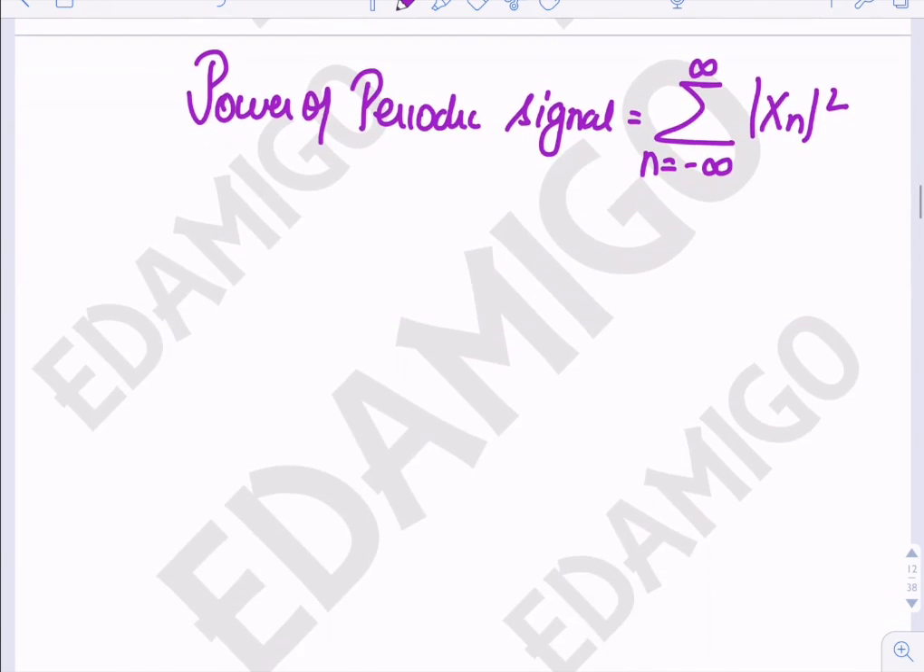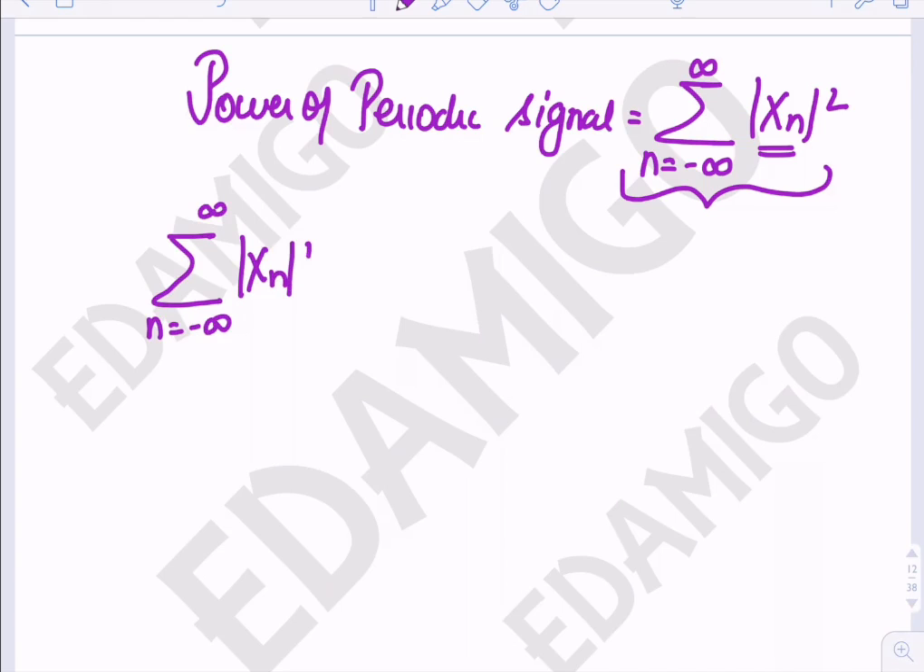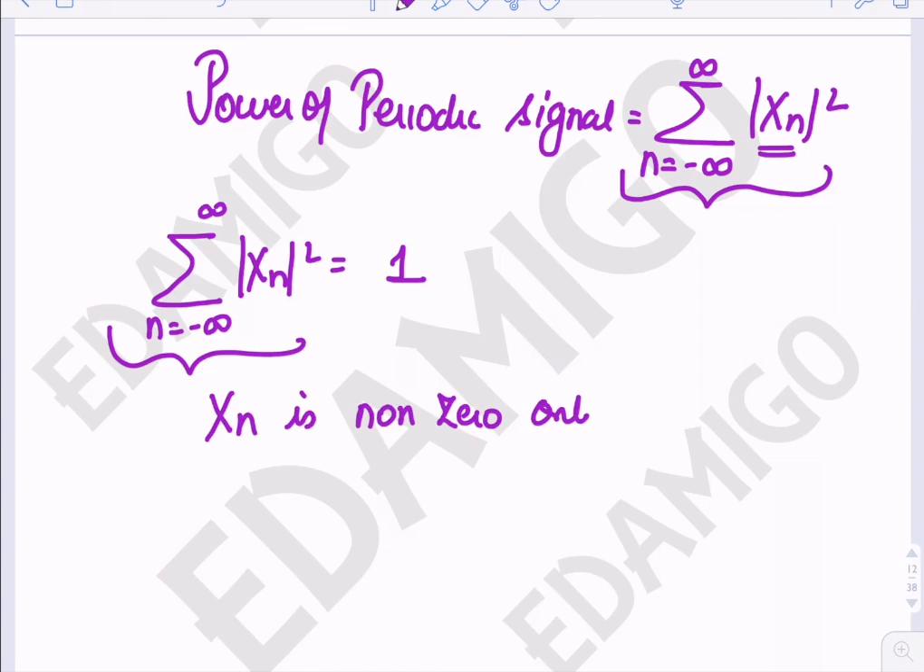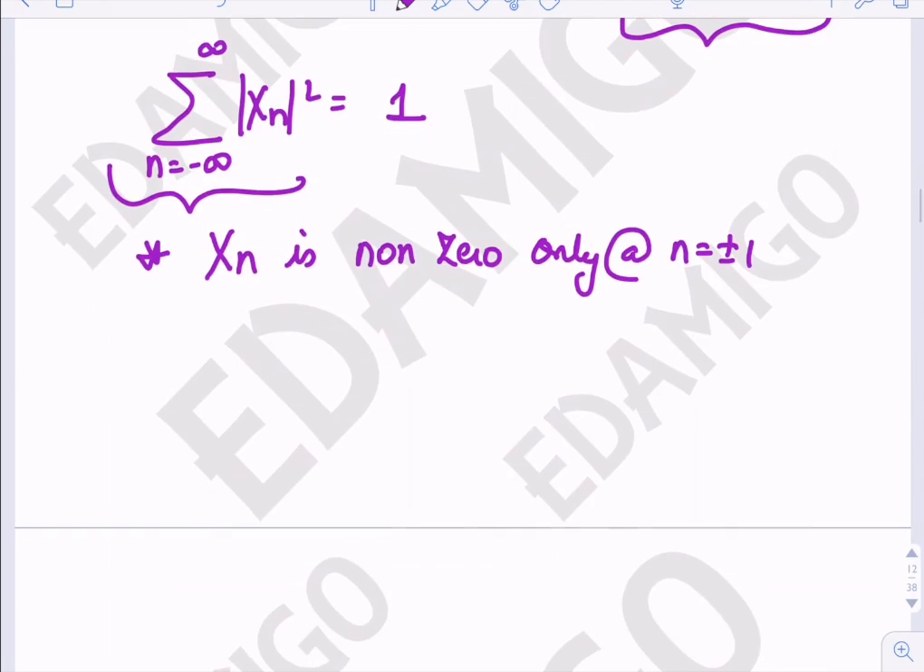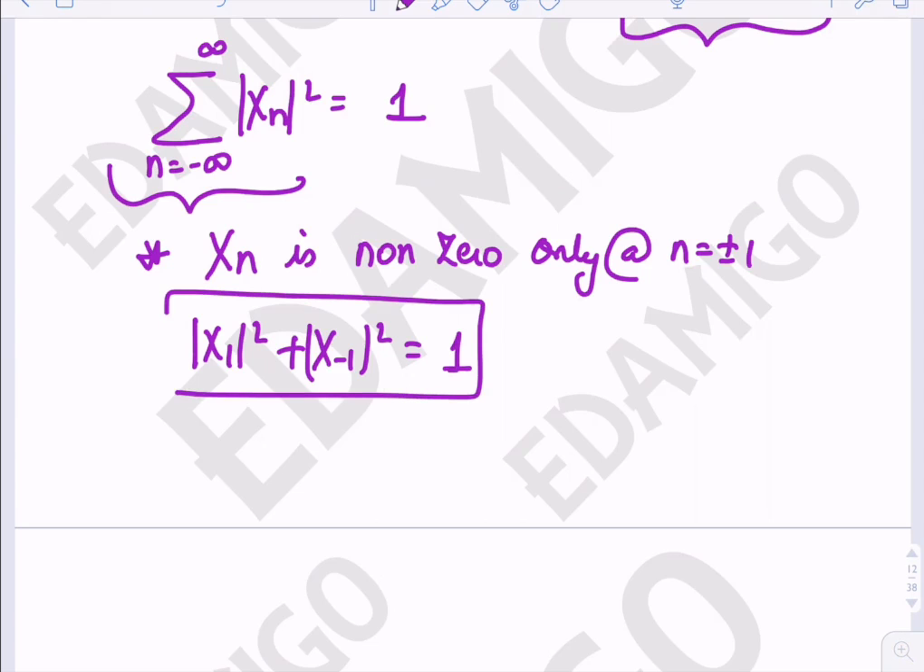I hope you all know this. So if xn is the exponential Fourier series coefficients, then mod of xn whole square summation minus infinity to infinity is the power of the signal. Okay, so from here we can see that summation n equals to minus infinity to infinity mod of xn whole square is equals to 1. Okay, now since as we know that xn is non-zero only at n equals to 1 and minus 1. Okay, so we can say that mod of x1 whole square plus mod of x minus 1 whole square is equals to 1. Is it okay?